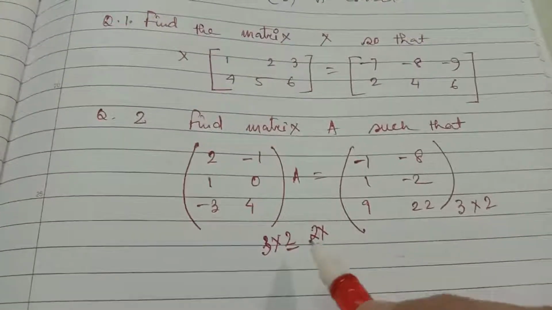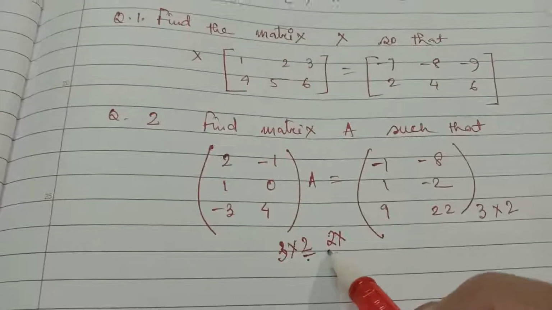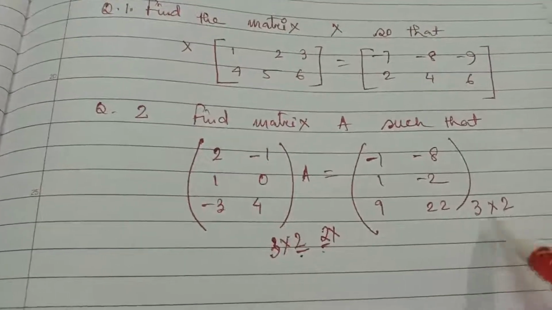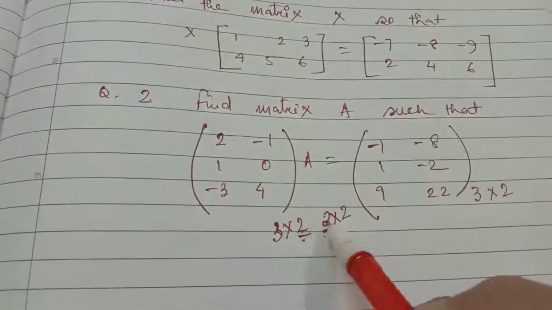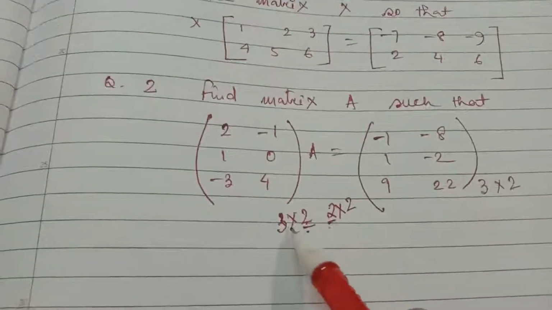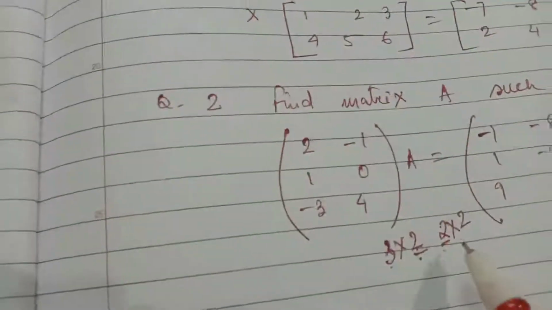So you can see multiplication will be possible if number of columns of first equal to number of rows of second, and to get a matrix of order 3 by 2, order of A must be 2 by 2. In that case, these two are same. Order of resulting matrix will be 3 by 2. So order of A, you can check, 2 by 2.